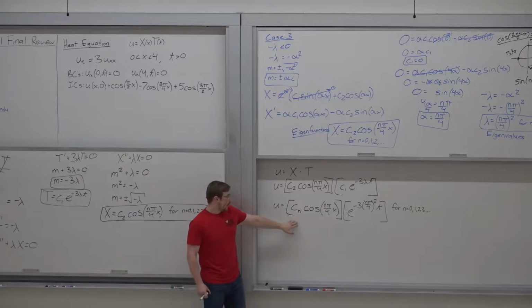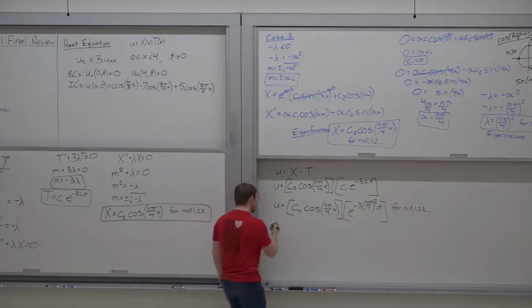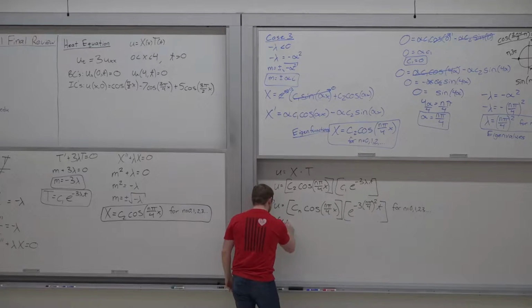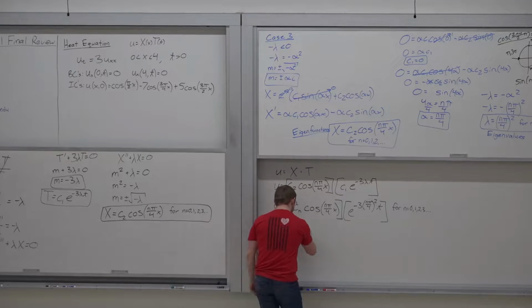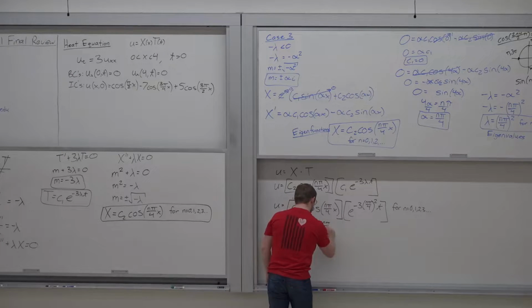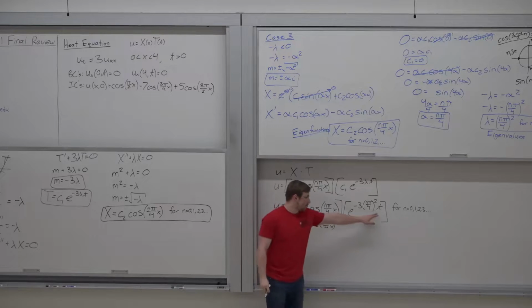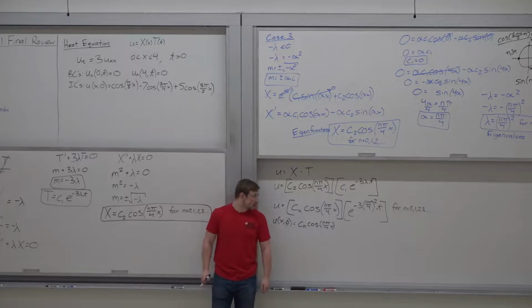So I have this. Let me apply that initial condition. It's saying u at x comma 0, which means I'm going to plug in 0 for t. This is going to be c sub n cosine of n pi over 4 x. And notice that when I plug in a 0 for t, I'm just going to have e to the 0, which is just going to be 1. So u of x, 0 is just c sub n cosine of n pi over 4 times x.